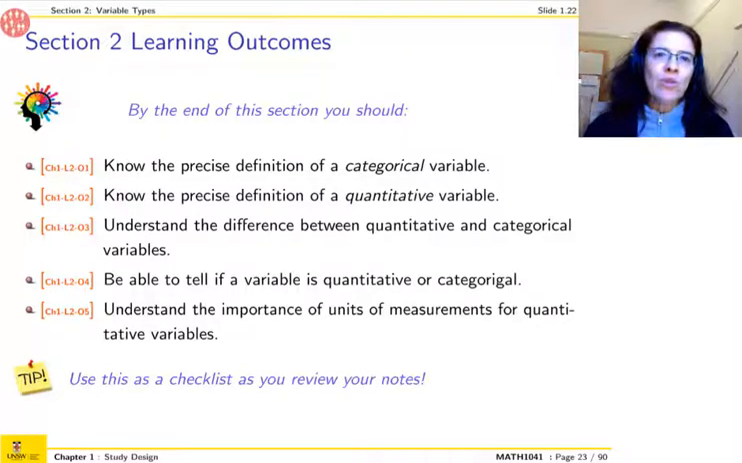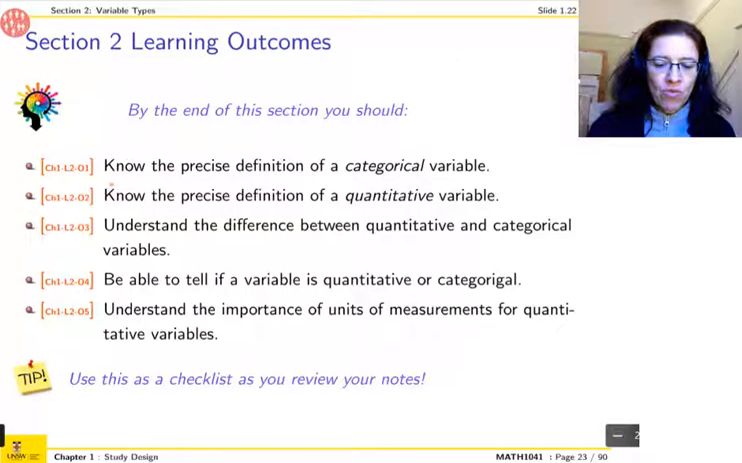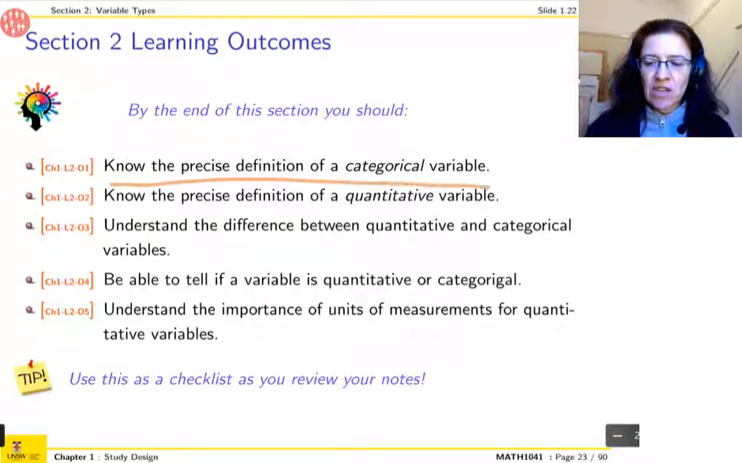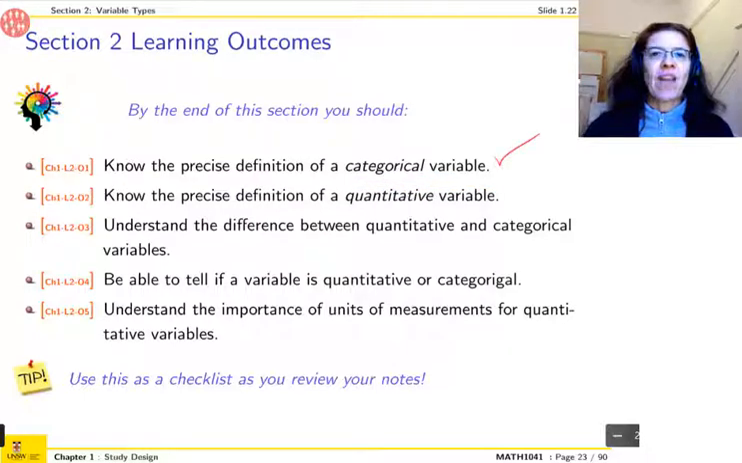But what you can use those for is when you do revision, you can actually check that you've mastered the important concepts. So you could see, do I know the precise definition of a categorical variable? And then you tick, and so on. So use this for your revision as a checklist.